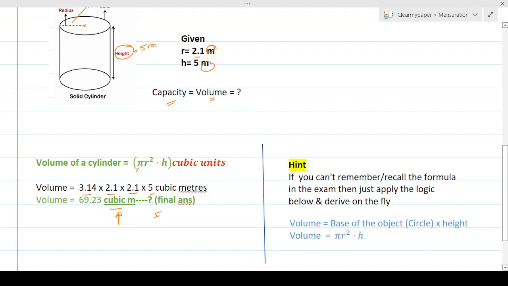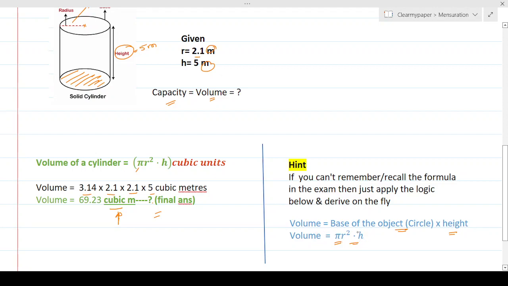If you don't memorize, or if you're not able to remember the formula, don't worry about that. Always remember this trick. Volume of any 3D object, whether it's a cylinder or a cuboid or any shape, is always the area of the base multiplied by the height. Whatever the shape of the base, the area of that shape multiplied by height. In the case of a cylinder, the base is a circle, and the area of the circle is pi r square, and the overall formula becomes volume is equal to pi r square into h.